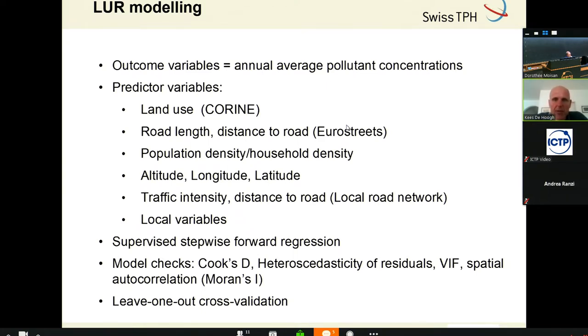The predictor variables I was talking about: we use land use data, road data, traffic data, and population data. All this data basically reflects pollution sources of the pollutants. Then we do supervised stepwise forward regression. We do some checks in the models on spatial autocorrelation, etc. And we do a leave one out cross validation to see how robust our models are.